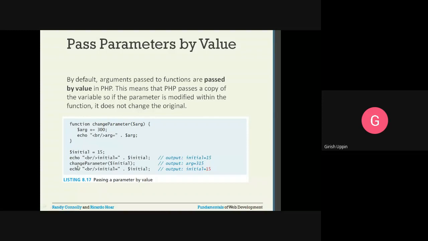This data was sent as a value, not as a reference. That's why its value remains the same. Inside the function it got changed, but where we are calling this particular function, there the value remains the same.